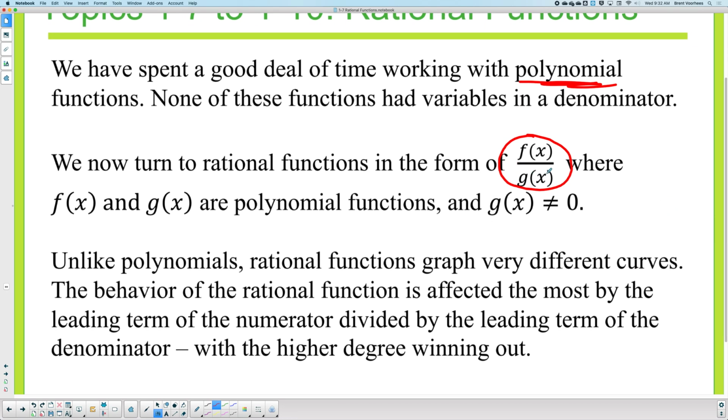Now what this means is we're not going to be just dividing by a number. We're going to be dividing by a function. You will have x's in the denominator. So f and g are polynomial functions. Now they can be constants, but either way, g cannot be 0.